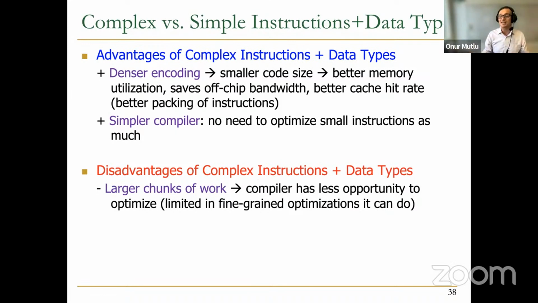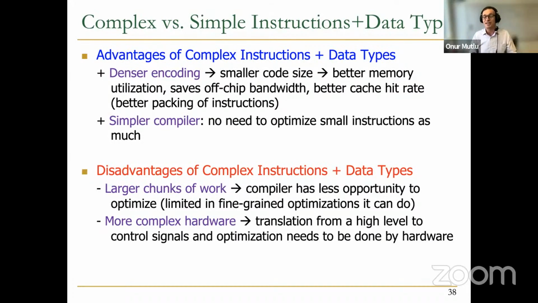As a result, the compiler has less opportunity to optimize. You can think of it that way as well. So a compiler says, basically, okay, this is your instruction, hardware, do whatever you need to do with this instruction. I cannot optimize it because you provide me one instruction that says matrix multiply. Now I cannot reorder the operations internally. Okay, so that's the downside of larger chunks of work. But there's another downside, which is more complex hardware, right? Translation from a high-level ISA to control signals, and optimization needs to be done by hardware. Okay, so we may get back to this.